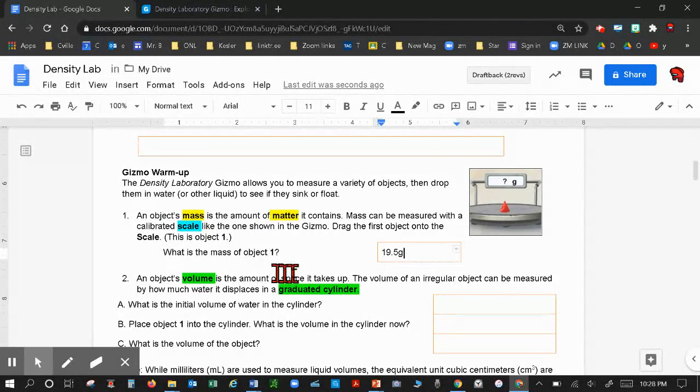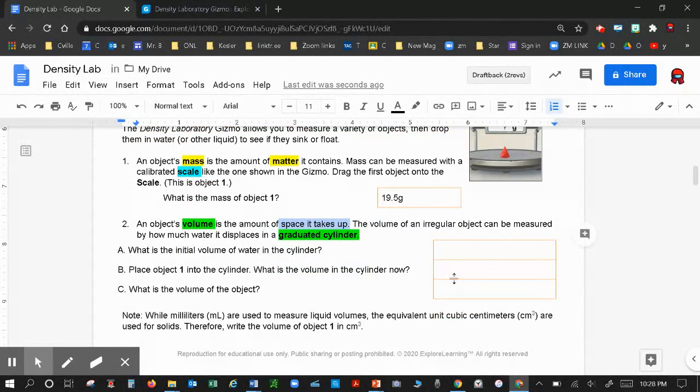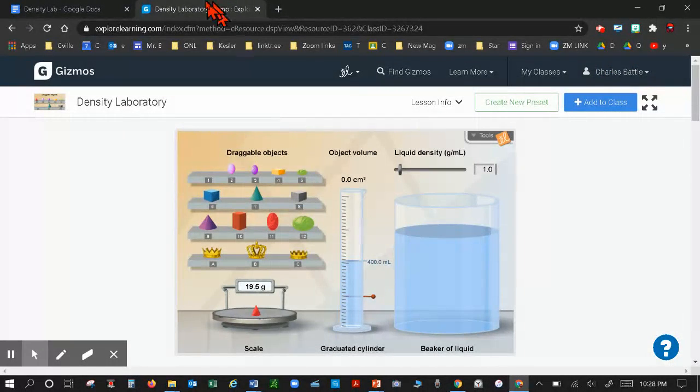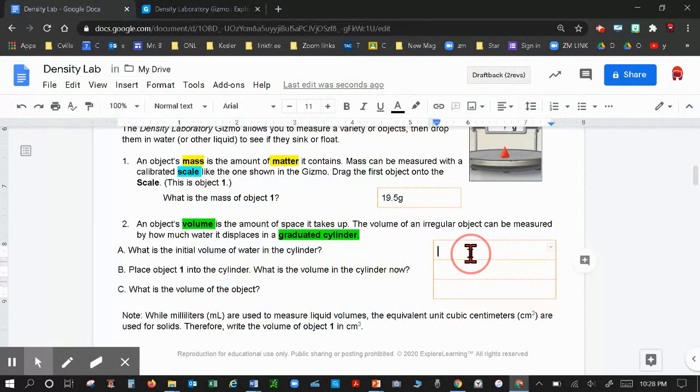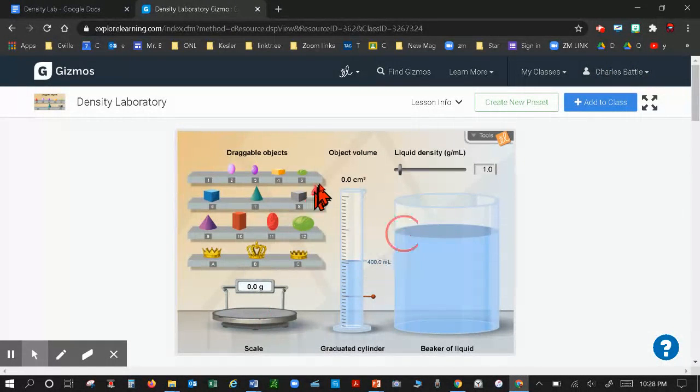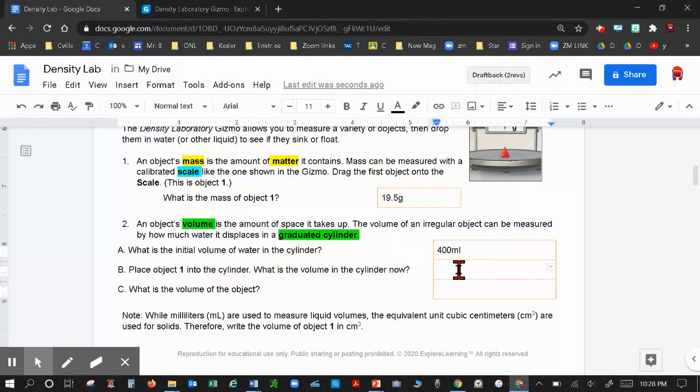Volume, remember, is the amount of space an object takes up. So we're looking at the amount of water we begin with in the cylinder, and that's at 400. This is teaching us water displacement, so we'll have 400 milliliters. And now we're going to drop number one into this graduated cylinder. And now we can see it went up to 414.2. So now we're at 414.2 milliliters.